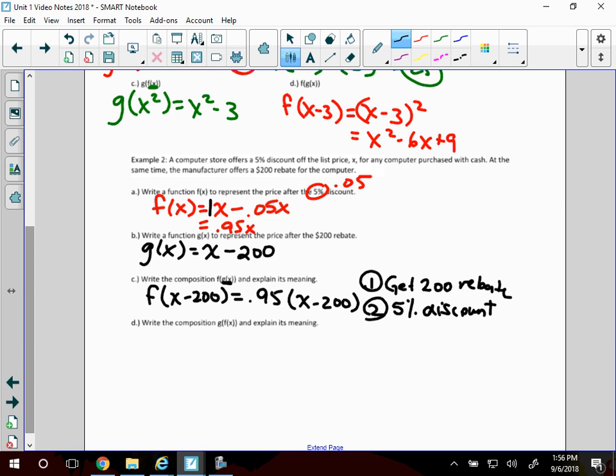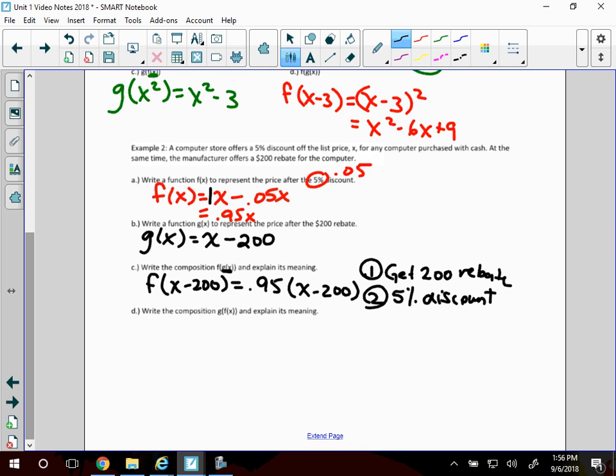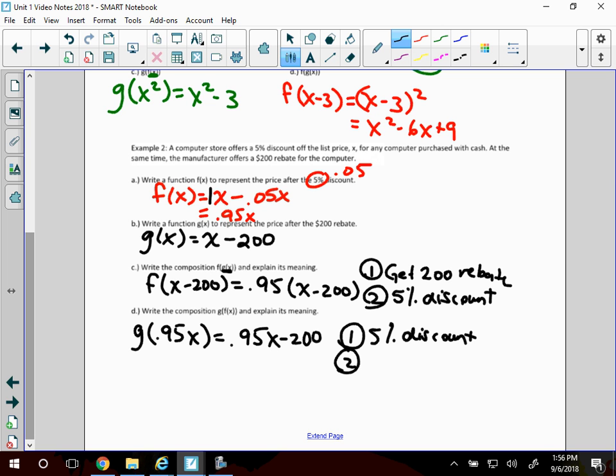Okay. For D, if I do it the other way, g of f of x, so I'll have 0.95x minus 200. So in this case, it means I'm getting the 5% discount first, and then I'll take that and get the $200 rebate after the 5% discount. That does say rebate, I swear.